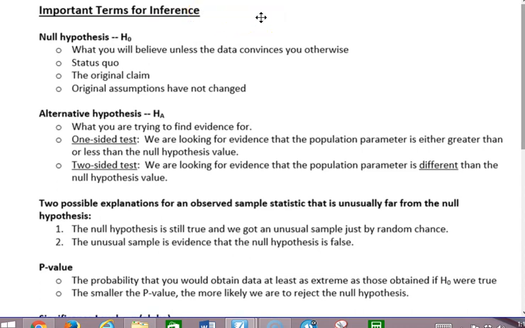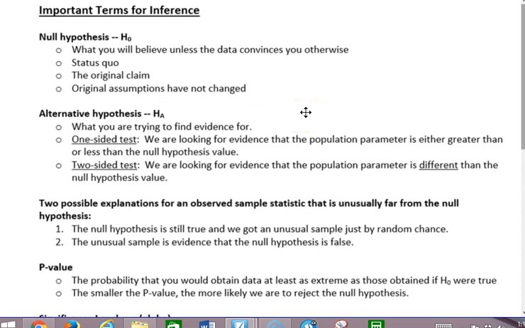The null hypothesis is what you believe unless the data convinces you otherwise. It's the status quo. It's the original claim. It means the original assumptions have not changed. Basically, it's boring nothingness. Nothing's happening. Nothing's changed. The alternative hypothesis is the exciting thing. That's what you're trying to find evidence for.